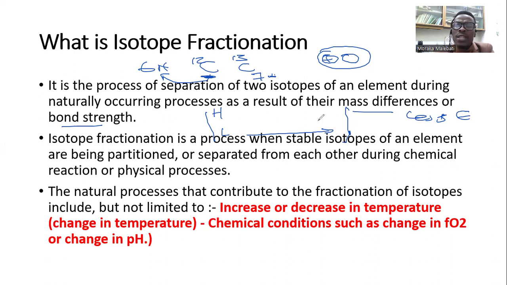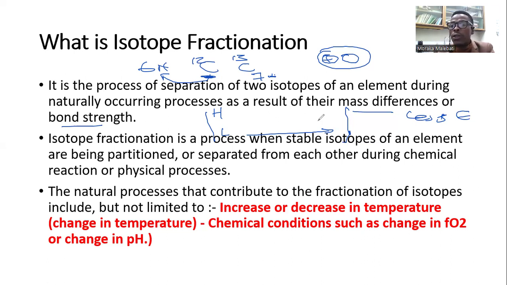But now, in terms of bond strength, we know that the bonds involving lighter isotopes are generally slightly weaker than those with heavier isotopes. So it means heavier isotopes have strong bonds and would react slowly. But the lighter isotopes, their bonds are weak, and then they would react faster than the heavy isotopes during chemical reactions.